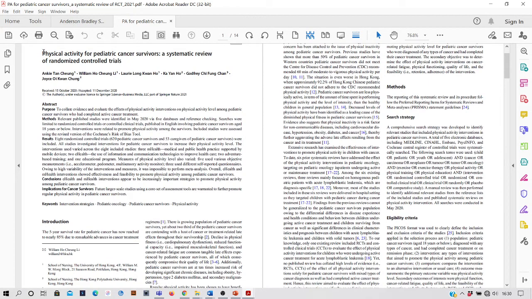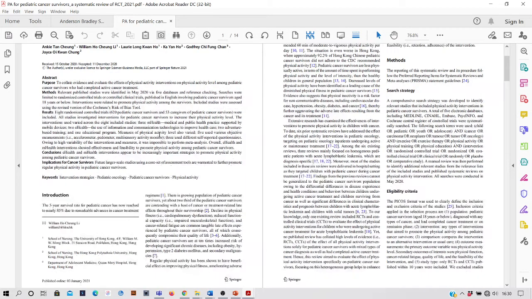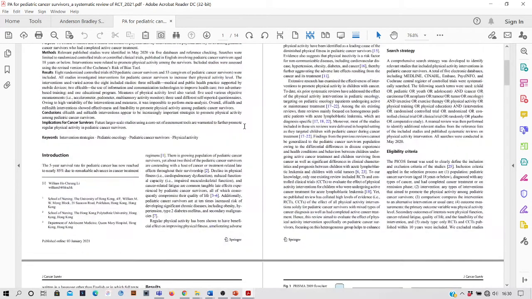So this systematic review looks at physical activity levels in pediatric cancer survivors. So basically children who have had treatment for cancer, and they have survived. So they finished their treatment, and are cured.